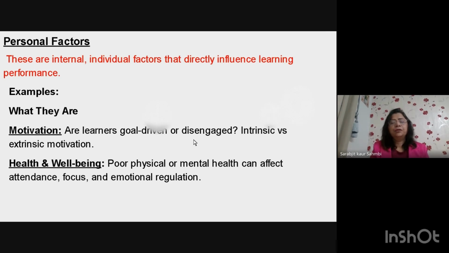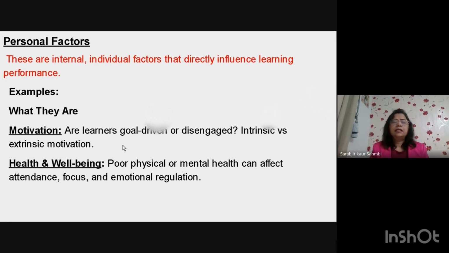As a teacher, you should try to understand your class. Are my learners goal driven or disengaged? Your learners can have intrinsic versus extrinsic motivation. Intrinsic means they have an interest from an internal drive; they want to learn. Extrinsic drives are external, like learning to earn money, good status, a good position. Intrinsic is when they love the subject and the work.